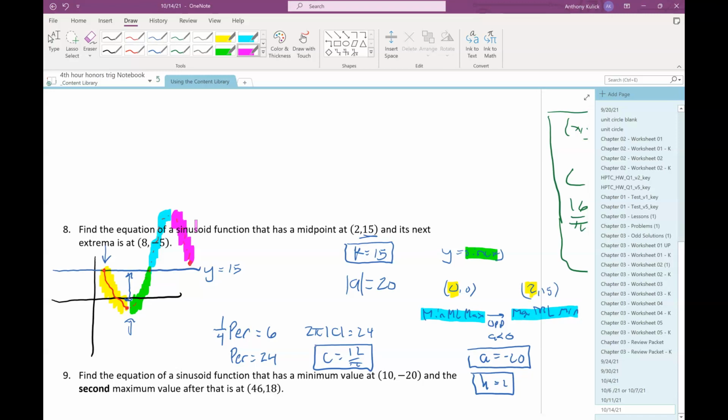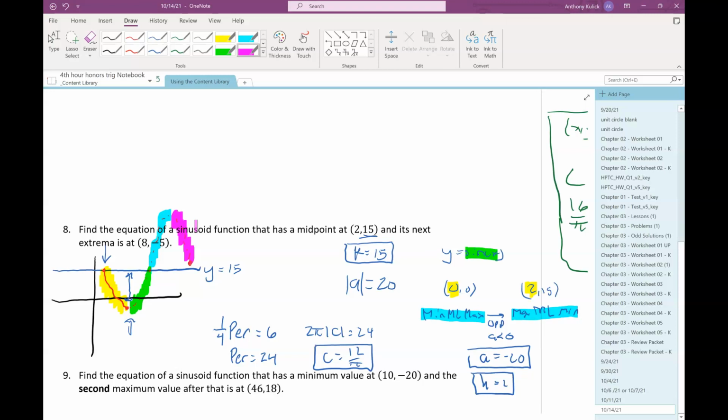Emily. So 1/4 of the period is from midline to extreme point. Sure. Or from one extreme point to the next extreme point. Now keep in mind like 9 where it's like the next maximum after that. So it's like more than one period in between those. But yes, in general, if you're talking about like the next one, then yes, what you said was all correct.